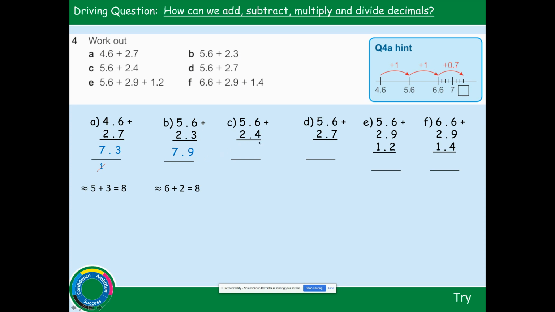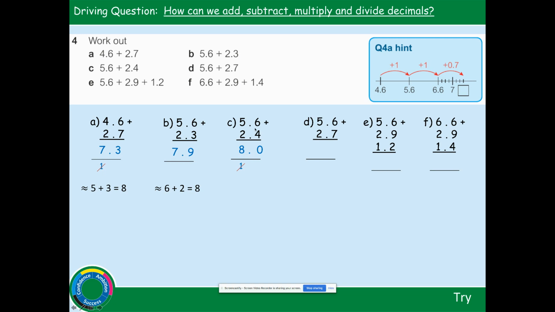C, 6 add 4 is 10. We put the 0 and we carry 1 over into the next column. 5 add 2 add 1. I'm going to cross the 1 out to make sure I've used it. So 5 add 2 is 7 plus the 1 is 8. So I can put the 8 and line up my decimal.